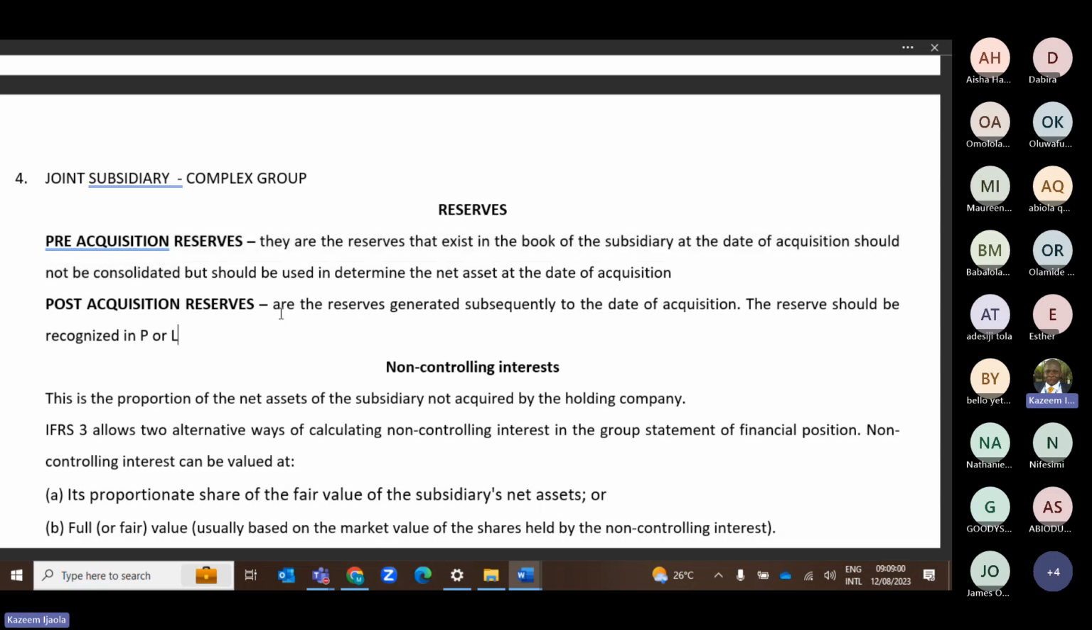Your total reserve is your pre-acquisition reserve plus post-acquisition reserve. In most instances, you will be given pre-acquisition reserve and total reserve. So to calculate your post-acquisition reserve, you subtract your pre-acquisition reserve from your total reserve. That's just what the reserves is all about.